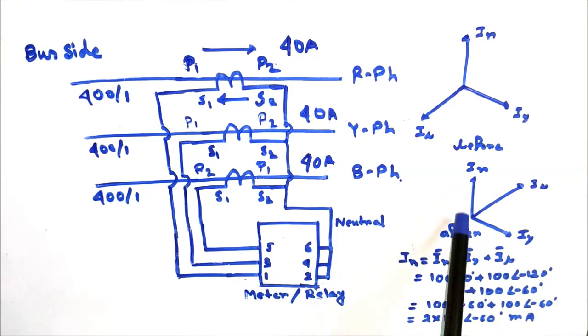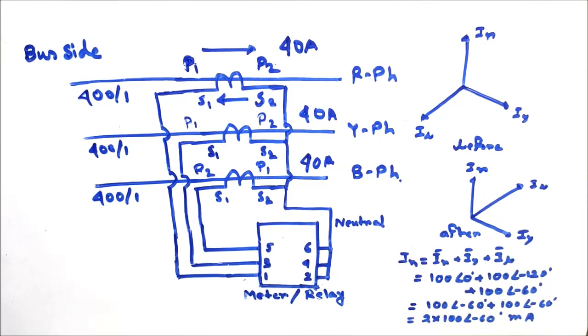So the sum of IR plus IY is equal to 100 at an angle of minus 60 degree, and IB is equal to 100 at an angle of minus 60 degree. So IN is equal to 2 into 100 at an angle of minus 60 degree milliampere. So in case of polarity reverse for one phase CT, 2 times the phase current will flow in the neutral on the secondary side. That is, if the secondary side current is 100 milliampere, then the neutral current will be 200 milliampere.